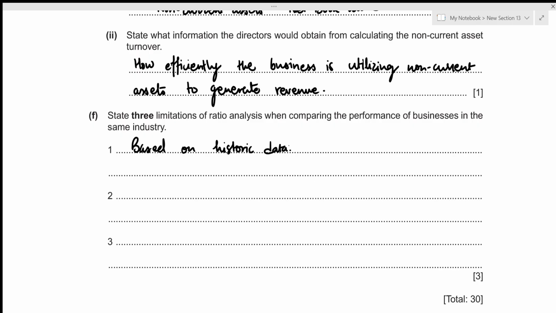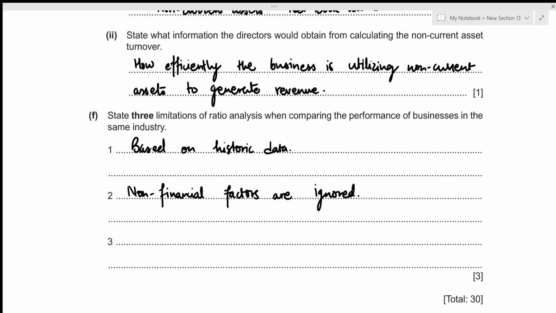The second one is that during ratio analysis, we only use numbers. We only look at our monetary values and the numbers generated by the business, but we do not look at the non-financial factors, like how the staff are so motivated and so loyal to the company. We do not actually record it in our financial statements, right? So that can be a disadvantage as well. Let's write it down. Non-financial factors are ignored.